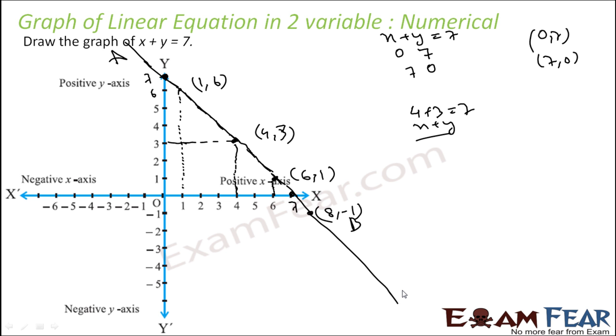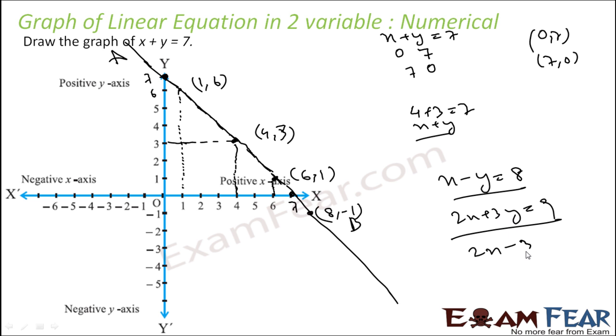Practice more and more, try to draw more and more graphs for different forms. For example, there will be a form of x minus y is equal to 8, let's suppose. That is one form, right? Or 2x plus 3y is equal to 9, that is one form. Or 2x minus 3y is equal to 9 or 8. So there are different forms. Take all these kinds of equations, try to draw more and more graphs so that you become comfortable with the graphs.